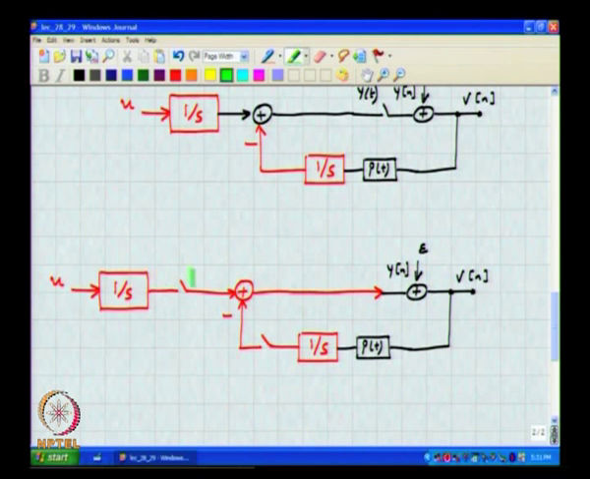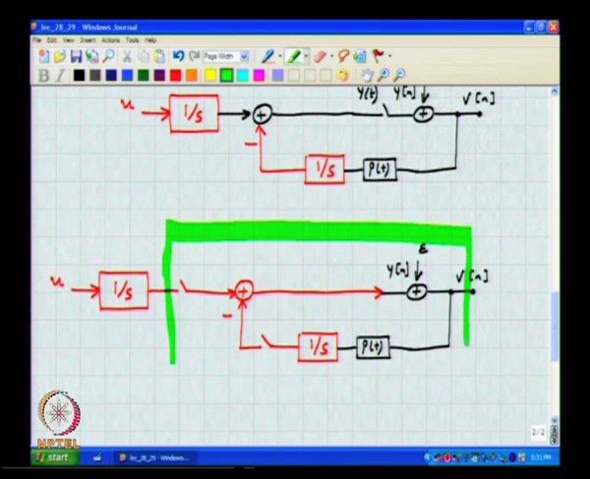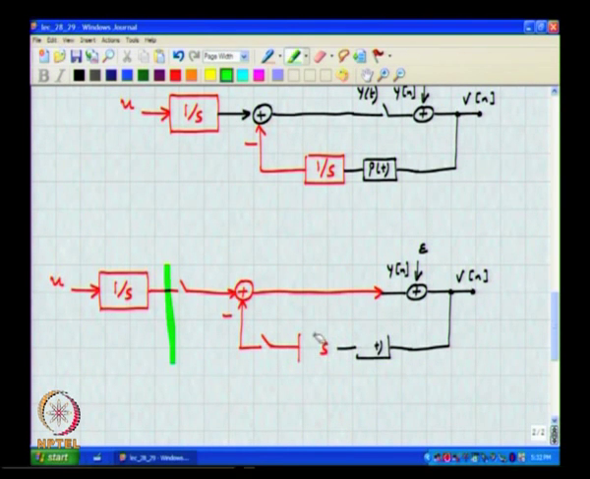Then we moved the sample and hold also in such a manner that this part can now be interpreted completely as a discrete time system. Why? Because this, by definition or by choice of the integrator, is nothing but L of z. You understand?